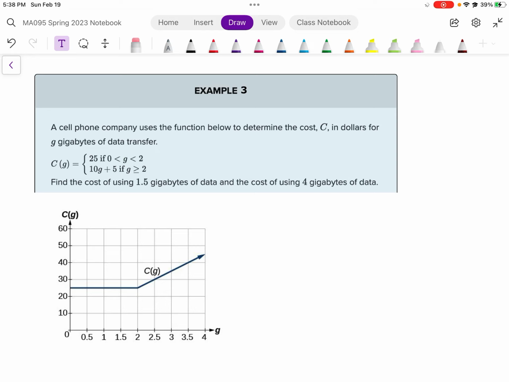So if you use between 0 and 2 gigabytes, of course not equal to 0, but greater than 0 and less than 2, your cost is going to be $25. If you use greater than or equal to 2 gigabytes, your equation is going to be that one. So let me use two different colors there. If it's greater than or equal to 2, you're going to pay 10 times the number of gigabytes plus 5. That will be your cost. So the question is, find the cost of using 1.5 gigabytes of data and the cost of using 4. So pause the video and try that.